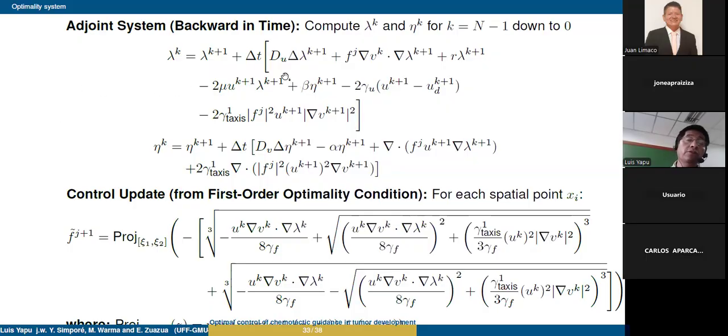Then we have iterated u and v forward. We have iterated lambda and eta backward. We have updated the control, and now we test if some conditions are verified. If not, we can iterate the process with this new control, and this until we have convergence. So this is the method.